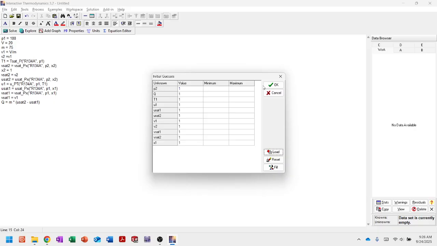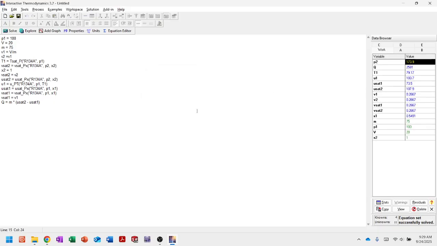Didn't get any errors there, so let's see what we get. So pressure is 174 pounds, great. Our U1 was that, USAT1 was 73. Let's check, X1 was 55%, so that's good. So we were a saturated mixture, so my equation here, USAT2 minus USAT1, is valid. VSAT, all of those are the same value, fantastic. And so our overall Q was 2,581 BTU. So that should take care of it for us.